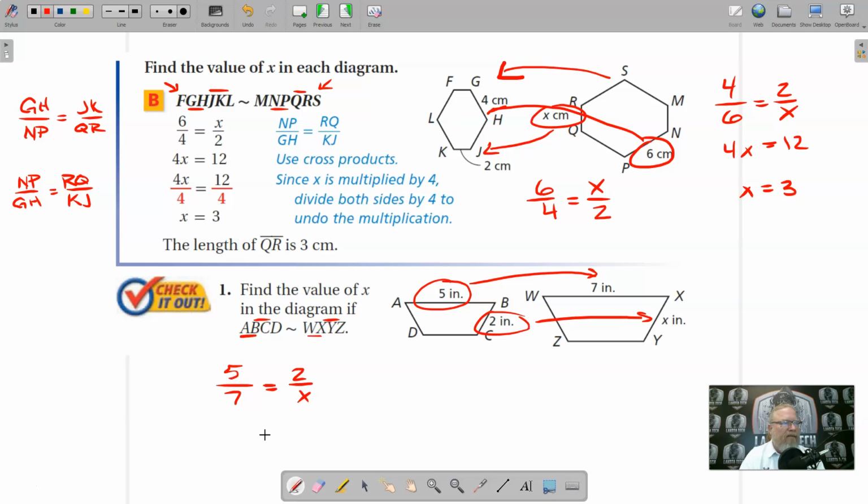Cross multiply, 5 times X is 5X, and 7 times 2 is 14. Divide both sides by 5, X equals 14 over 5. If you wanted to simplify that, we could say X equals, 5 will go into 14 twice with the remainder of 4. Denominator stays the same, 2 and 4/5, so not quite 3, right?